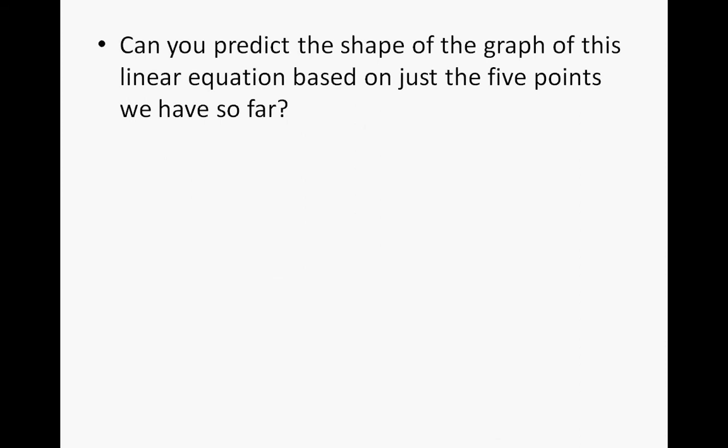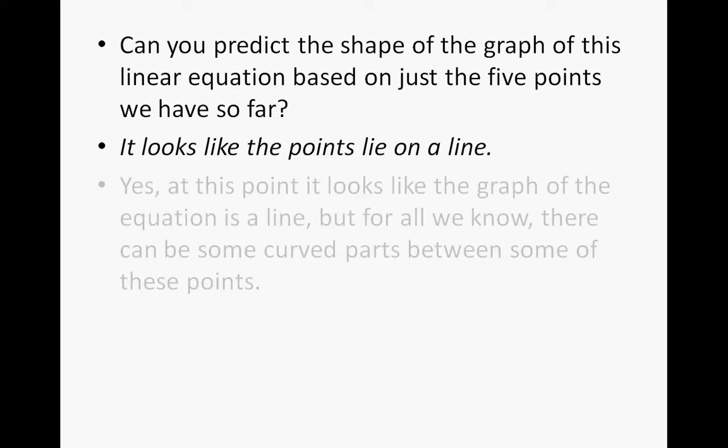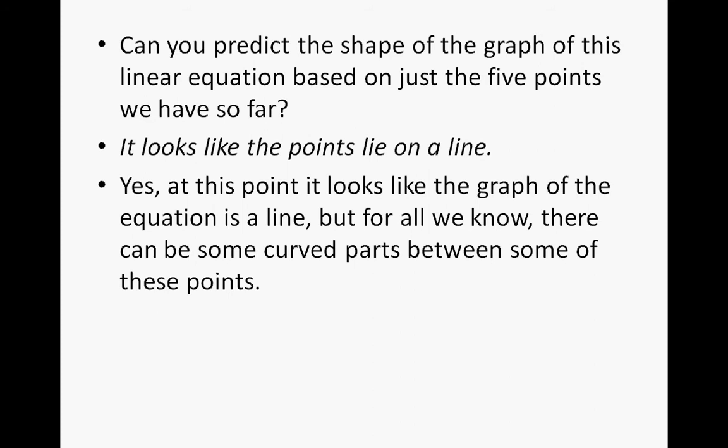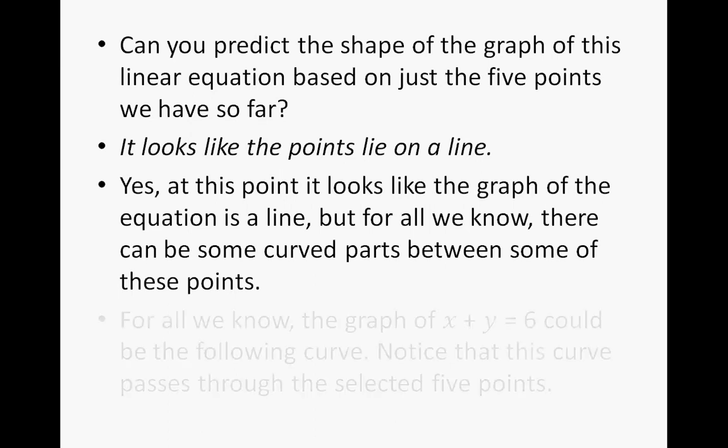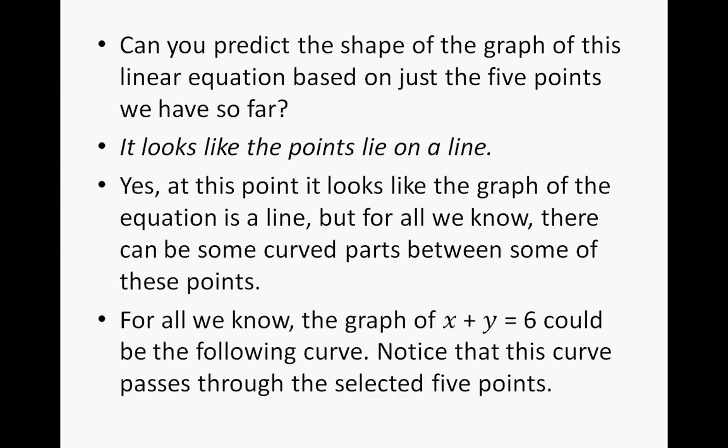So can you predict the shape of the graph of this linear equation based on just these 5 points we have so far? Well, it looks like the points lie on a line. So at this point, you're correct. It does look like the graph of the equation is a line, but for all we know, there could be some curved parts between some of these points. For all we know, the graph of x + y = 6 could be the following curve. Notice that this curve passes through all of the selected 5 points.